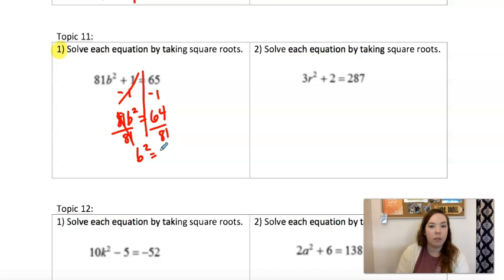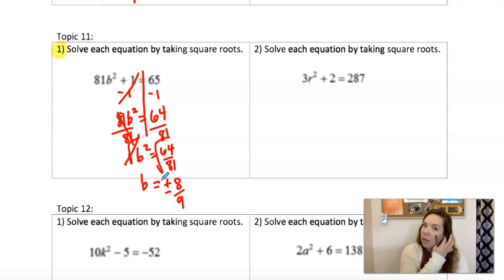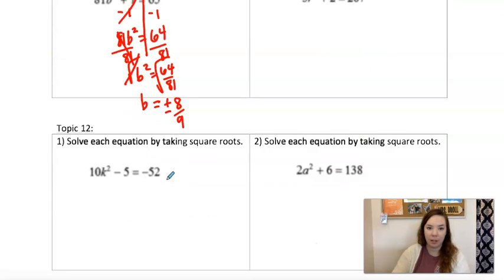B squared equals 64 over 81, and then to get rid of that squared, I will square root both sides. B is equal to positive or negative 8/9. Okay, you need the plus or minus. Again, every time you have an exponent of 2, you should have 2 solutions. So our solutions are positive 8/9 and negative 8/9. Right, so that would be this section.